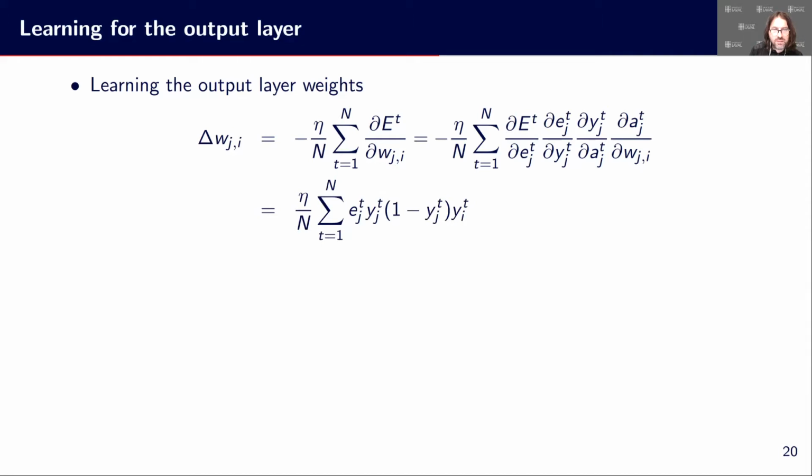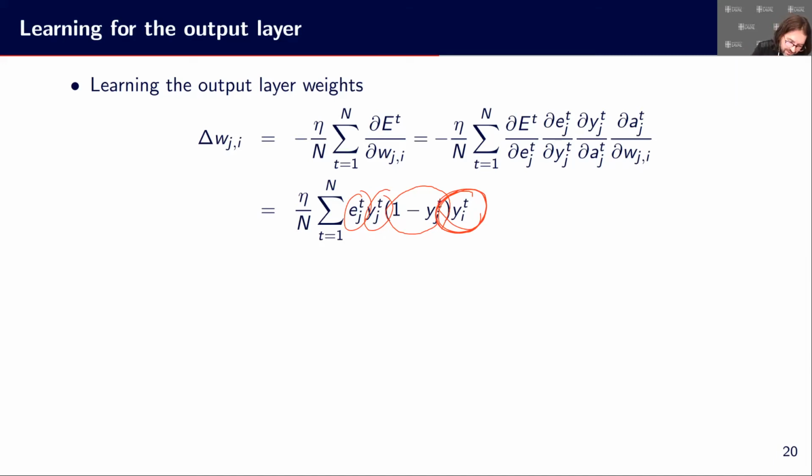So basically it's eta over n, summation for all samples of the observed error between the output and the desired output for that sample T over that neuron J, times the output of neuron J, times 1 minus the output of neuron J. This thing is for the output of neuron J. This is for the error between the desired output and the obtained output. And down here we have YIT, which is the output of neuron I on the previous layer.